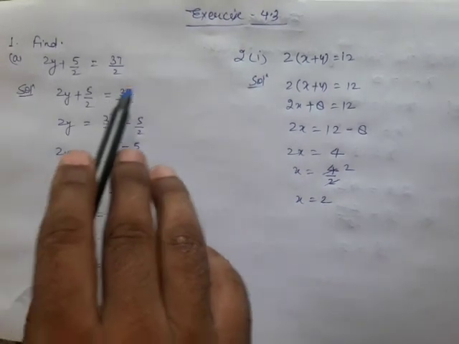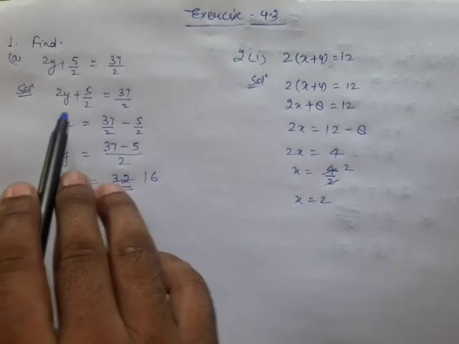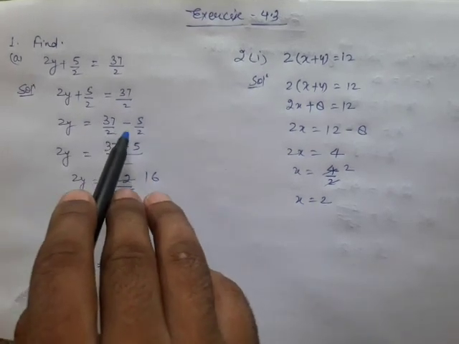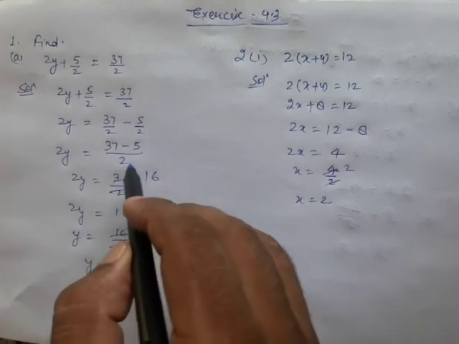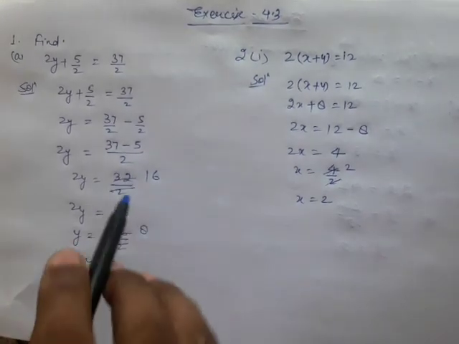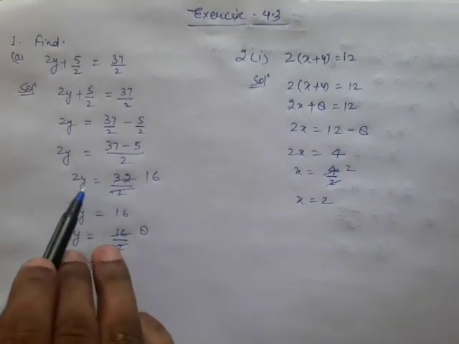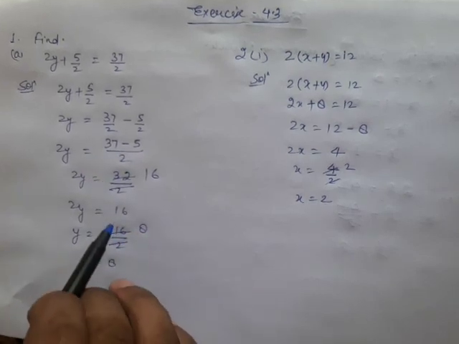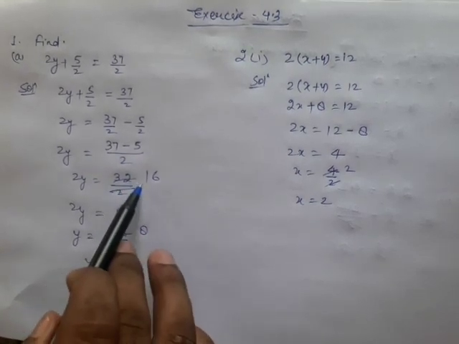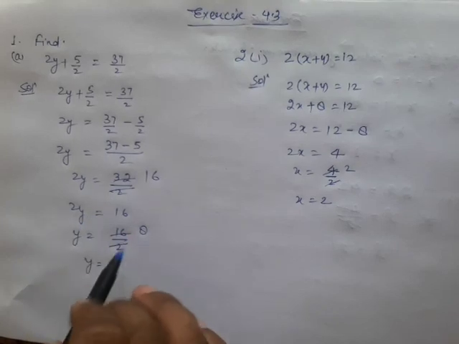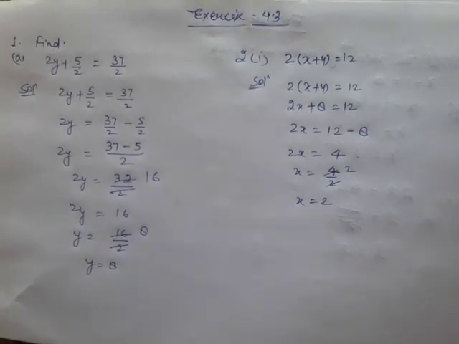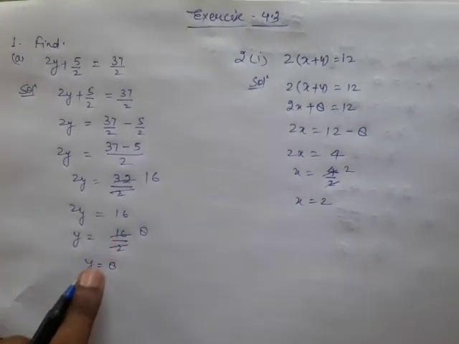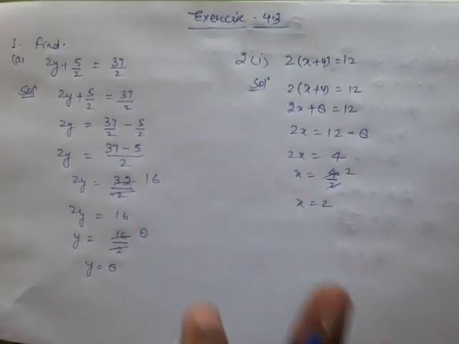2y plus 5/2 equal to 37/2. 2y equal to 37/2 minus 5/2. 2y equal to LCM 2, 37 minus 5, so 32/2. 2 1s are 2, 2 6s are 12. 2y equal to 16, y equal to 16/2, y equal to 8. Clear? It is the value of y, and that is the value of x.